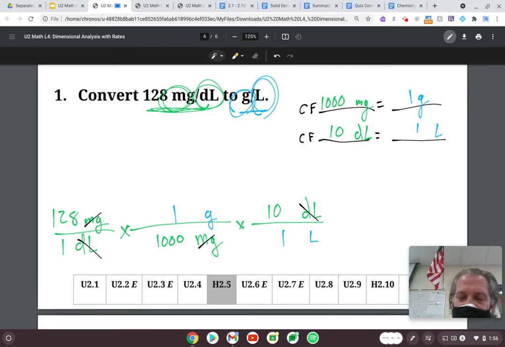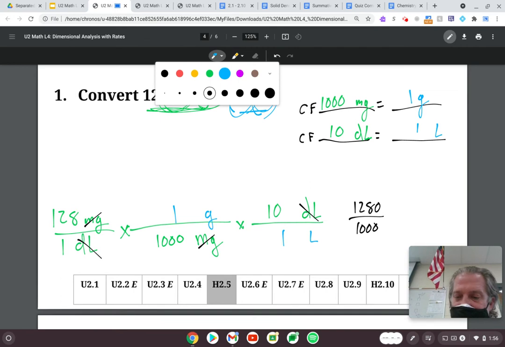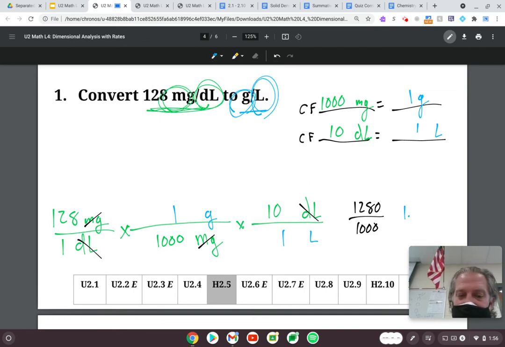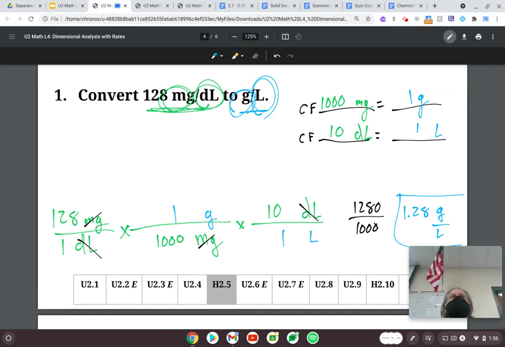But we're going to do the math now, and so we're going to take 128 times 10, which gives me 1,280 over 1,000. And so now I'm going to simplify that, and I'm going to get something like 1.28, and now my unit will be grams over liters. Questions about this?